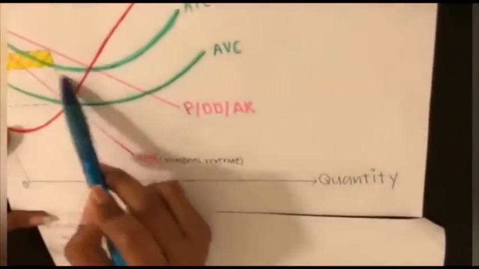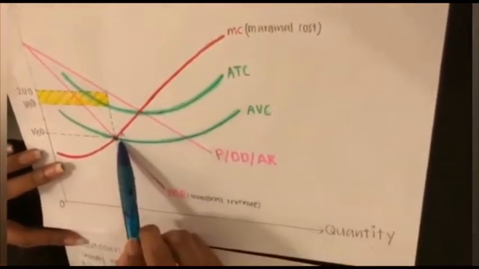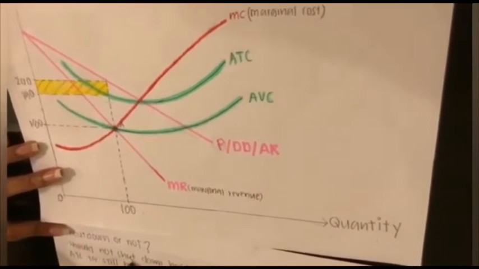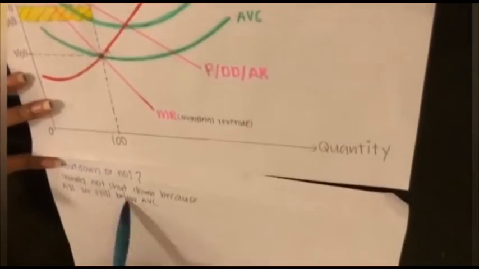And the last question is, should the firm shut down or not? How do we find out? Here, the ATC is still below the AVC. So the answer is should not shut down.